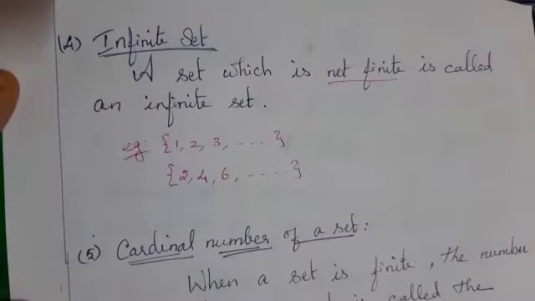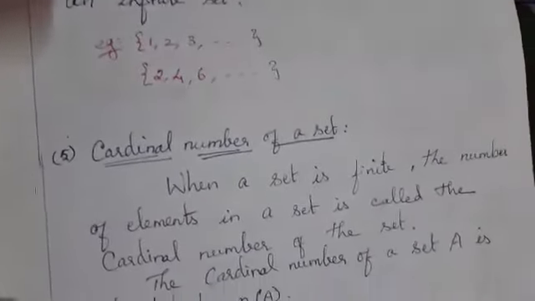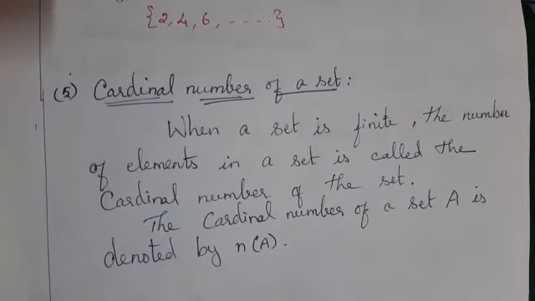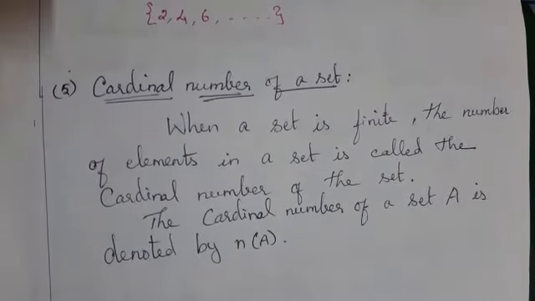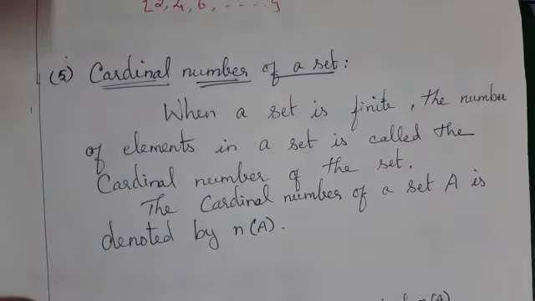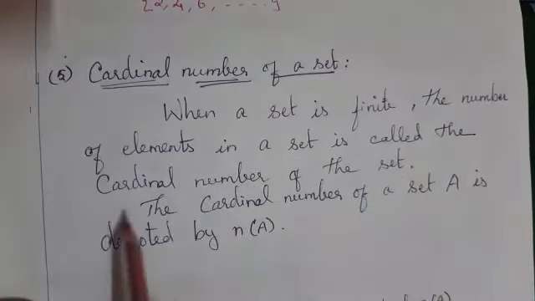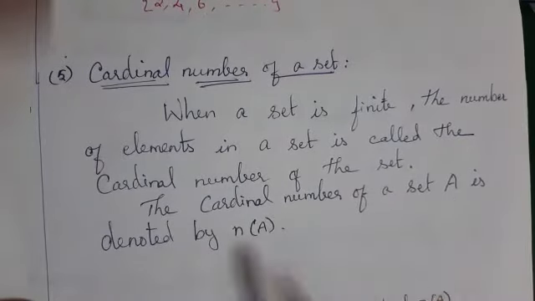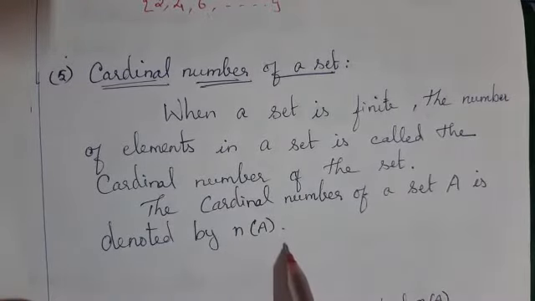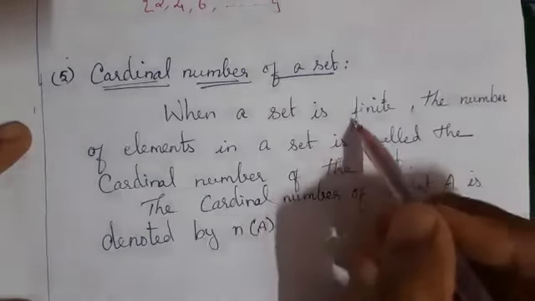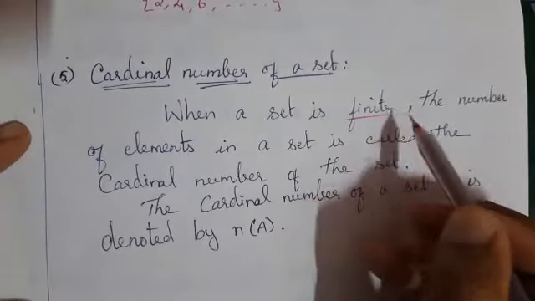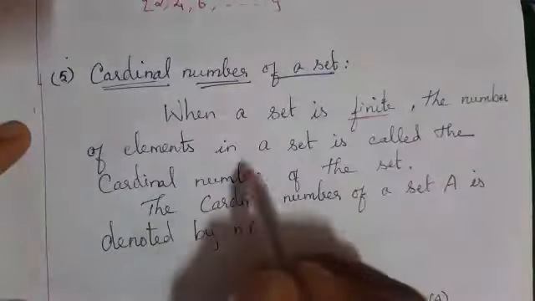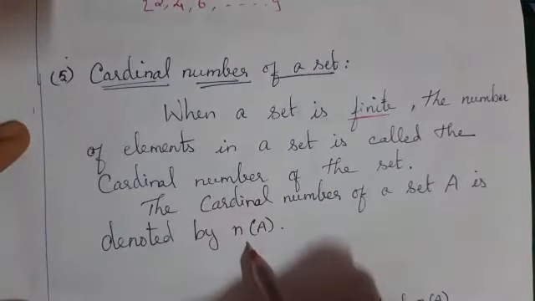Next, fifth one, cardinal number of a set. Cardinal number of a set means, when a set is finite, already you know about the finite set, the number of elements in the set is called the cardinal number of the set. The cardinal number of a set, capital A, is denoted by n(A). Once again listen, the set must be finite. Finite means you can count the set.